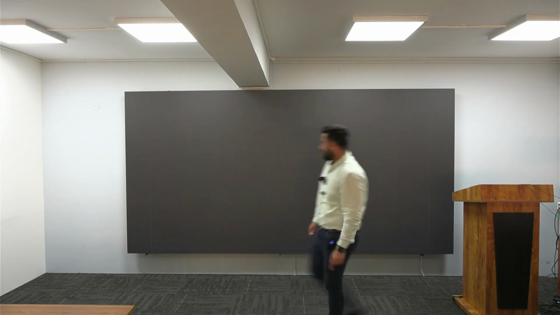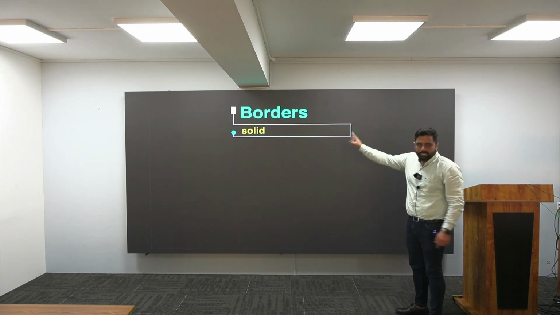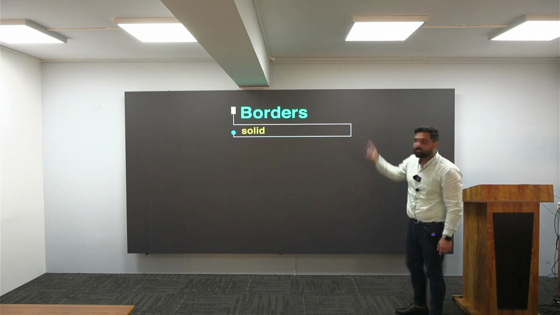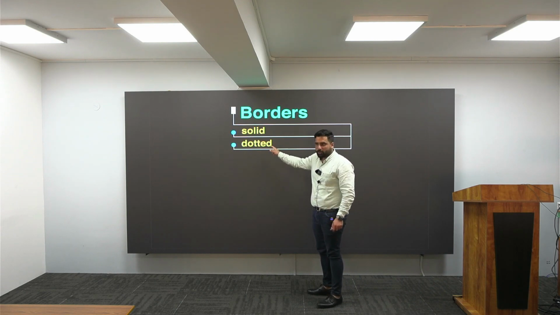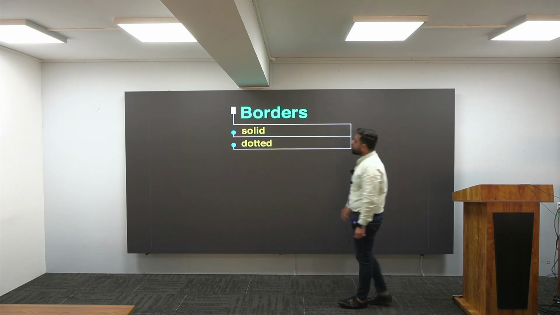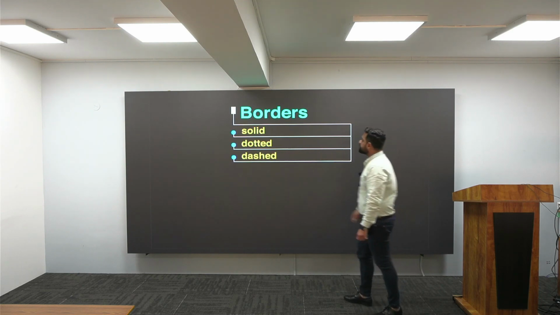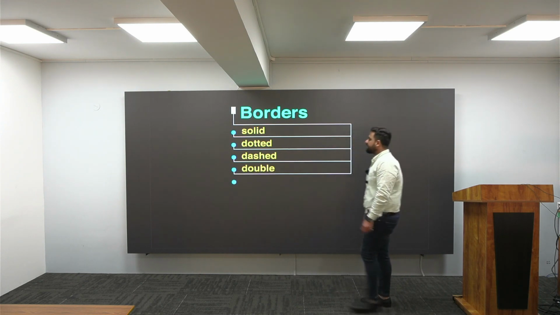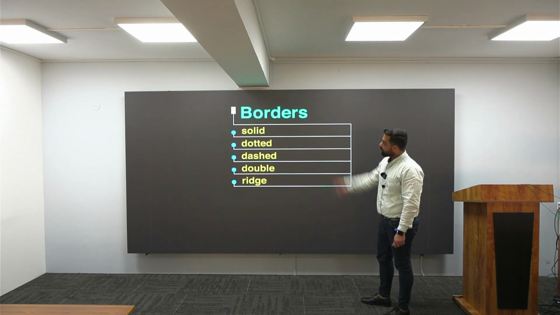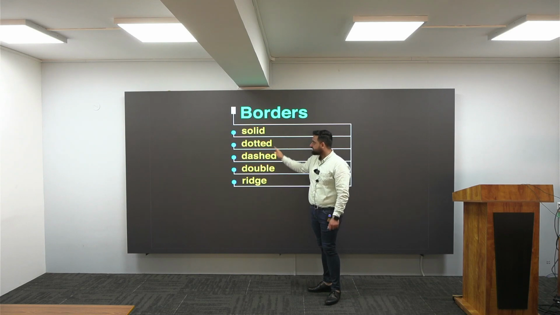So the first border type that we are having is solid, and solid, this we have already seen. After that we are having something called dotted. Dotted is also a type of border. After dotted we are having something called a dashed border. This is also one more type of border. After dashed we are having something called double. After double we are having something called ridge. So how many types of borders we are having? First solid, next dotted, then dashed, then double, then ridge.